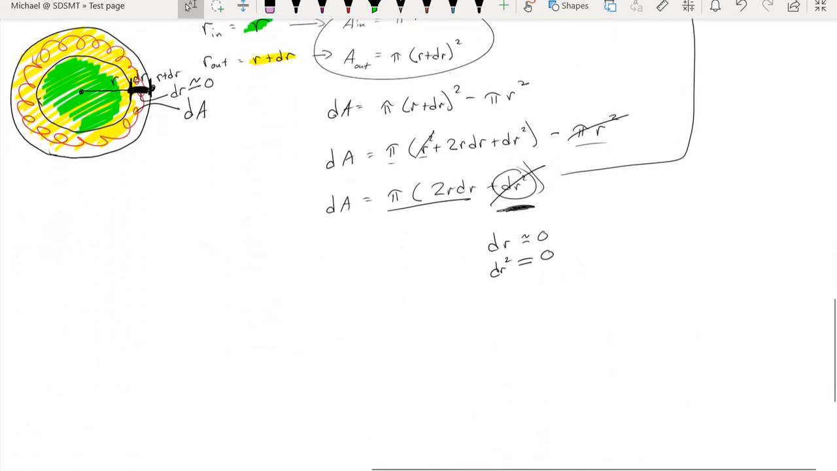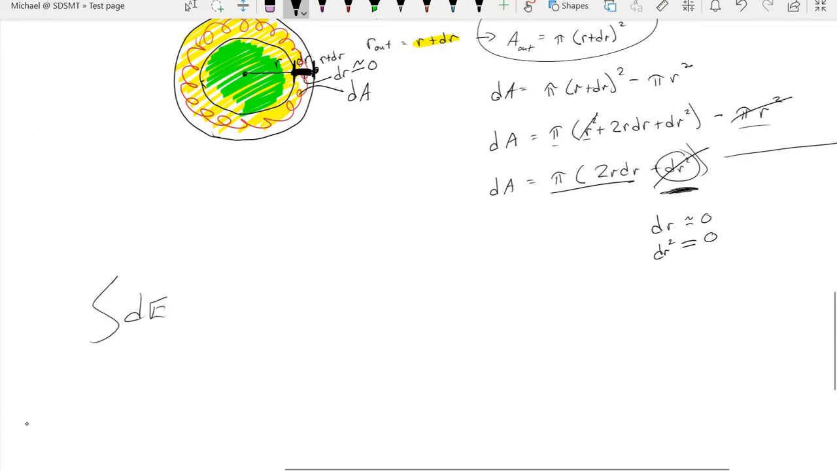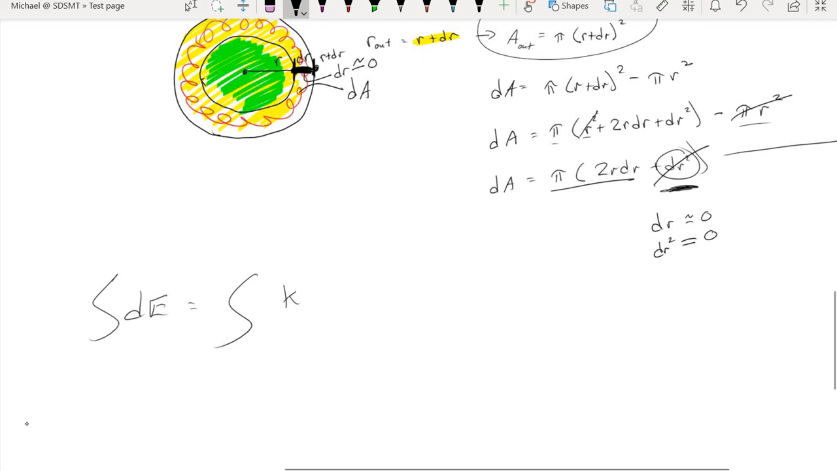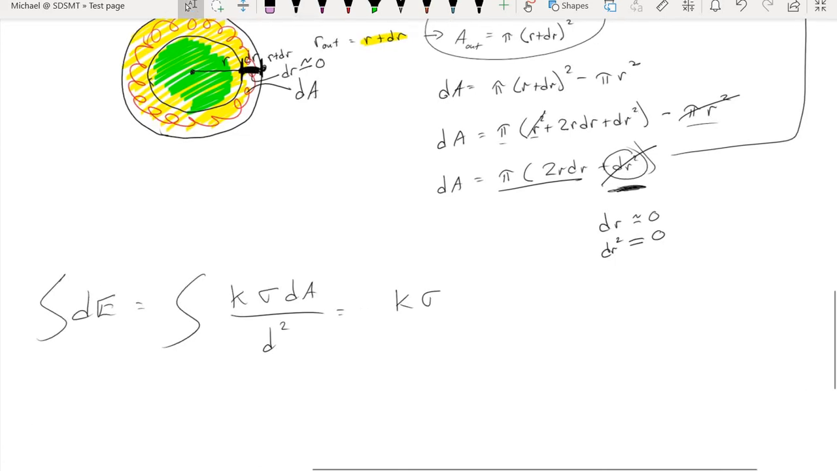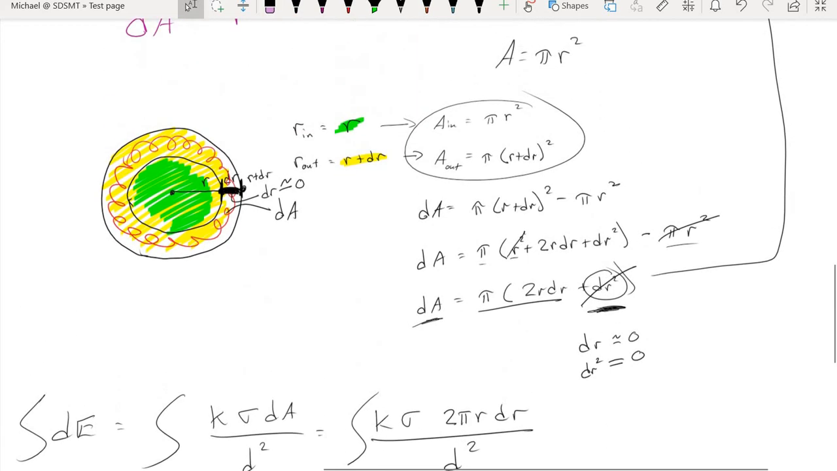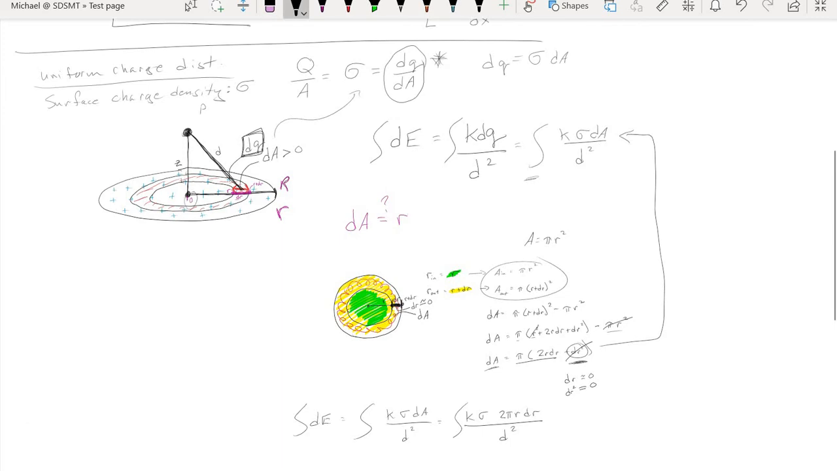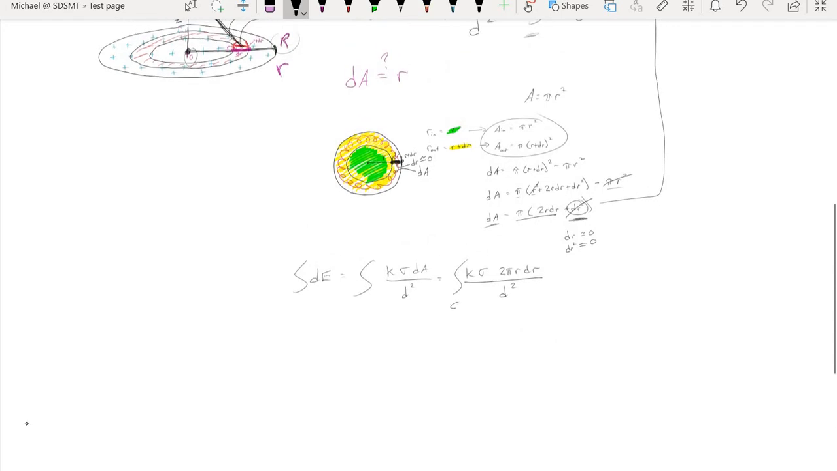And we can now say that our integral, let me go back up here and remind myself what that was, k sigma dA over d squared, is now going to equal k sigma, and we're going to bring in dA, which is now, let's see, we've got 2 pi r dr, all over d squared, and that will have to be integrated with respect to little r, which is just fine, because little r is going to go from 0 to big R. So 0 to big R. The left-hand side will integrate to E. That's no problem.